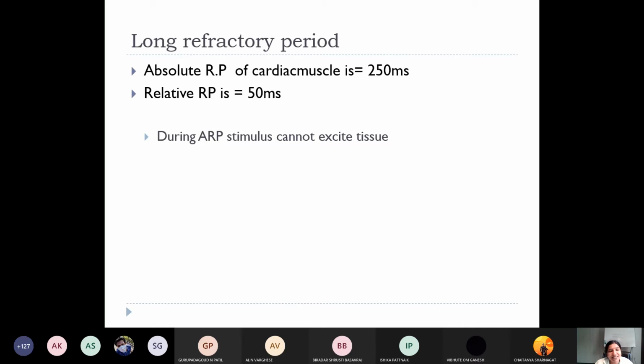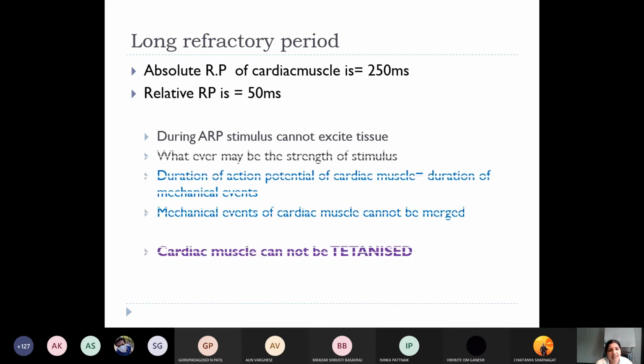Anyways, so remember, absolute refractory period is the longest, a special feature of cardiac action potential. It is 250 milliseconds. It covers all the mechanical events of the cardiac cycle, so that either atrial or ventricular events are uninterrupted by any external stimulus. Clear? So that's why I have written here, during absolute refractory period, a stimulus cannot excite the tissue, whatever may be the strength of the stimulus.